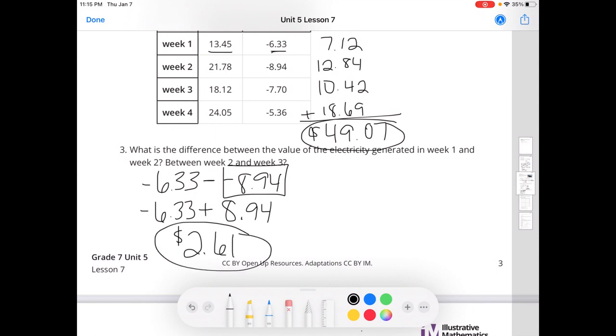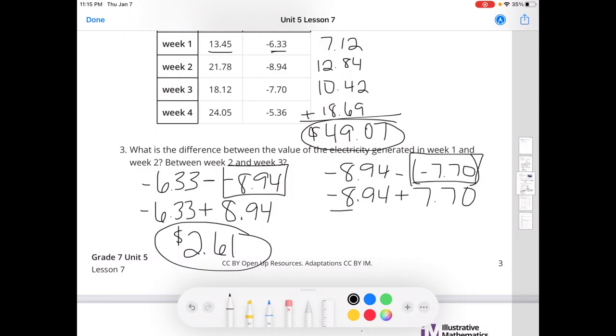For week 2 and week 3, we have negative $8.94 minus negative $7.70. Again, change to addition, negative $8.94 plus the opposite of my second value, which is positive $7.70. If you notice, my negative is almost at negative 9, and the positive value that I'm moving is less than 8. So I'm not going to reach 0 yet. So that means my answer will still be a negative amount. So the difference between week 2 and week 3 is a negative $1.24.